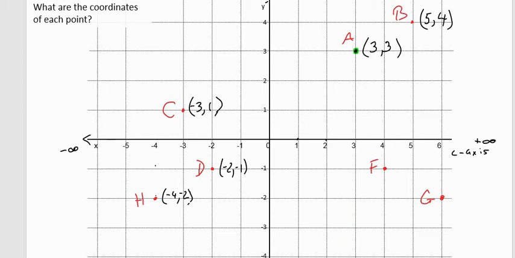All right, let's go with F. Location for F. Location for F on the x-axis is +4. Location for F on the y-axis is -1.